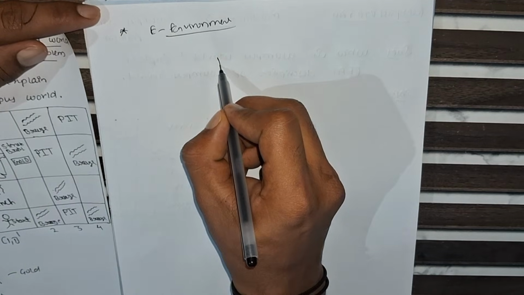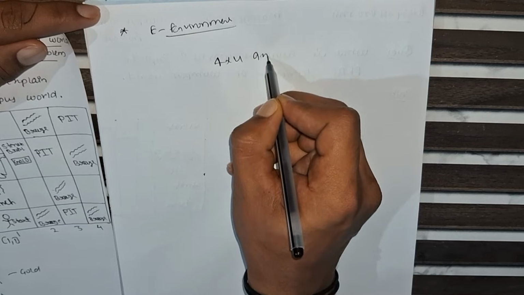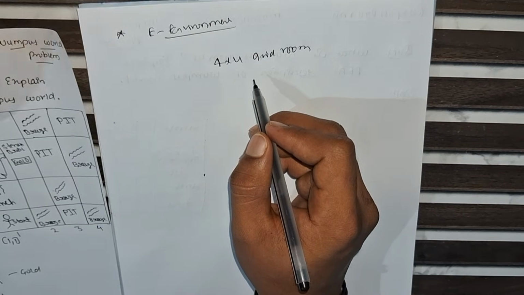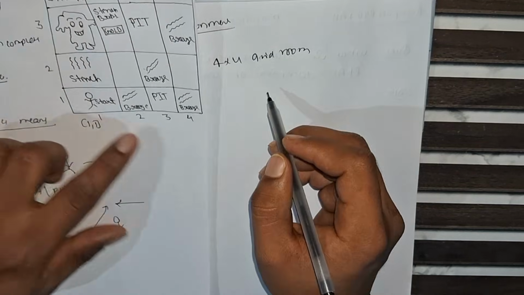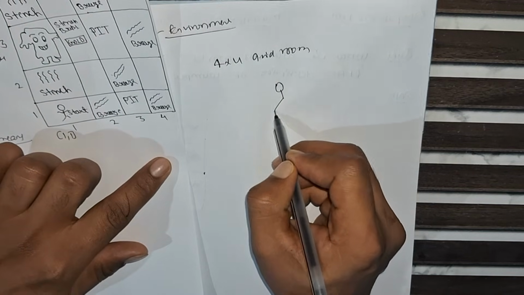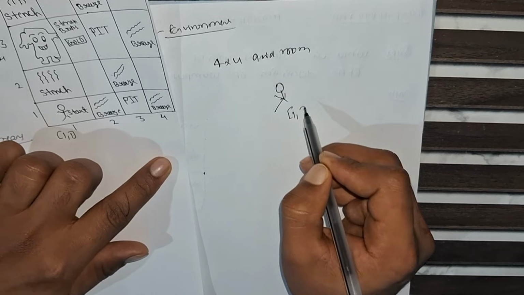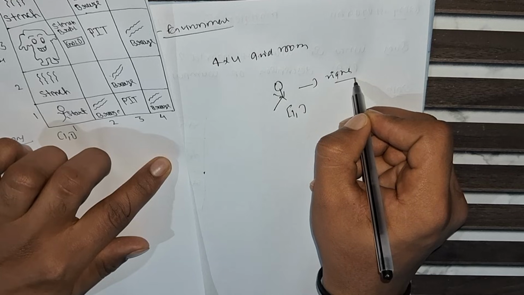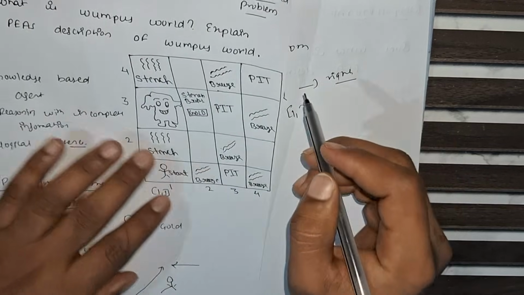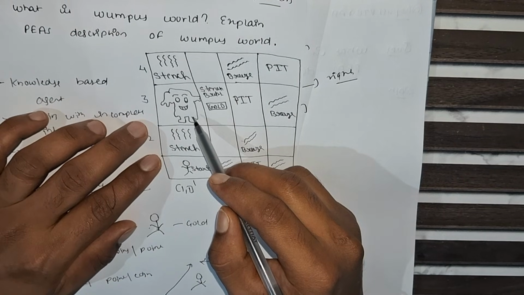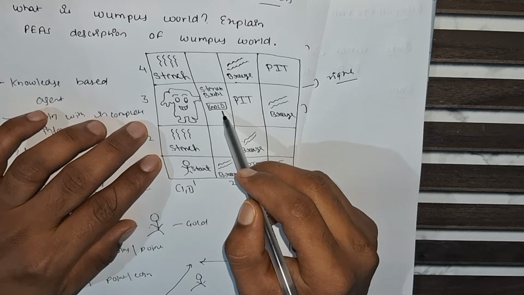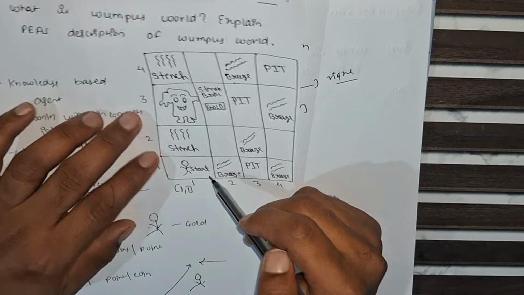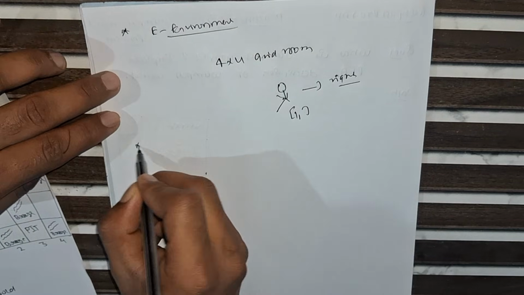So we can write it as: a 4x4 grid room, and the agent is initially standing at 1,1, facing towards the right. The locations of the Wumpus and gold are chosen randomly except the first square of the agent, meaning 1,1.